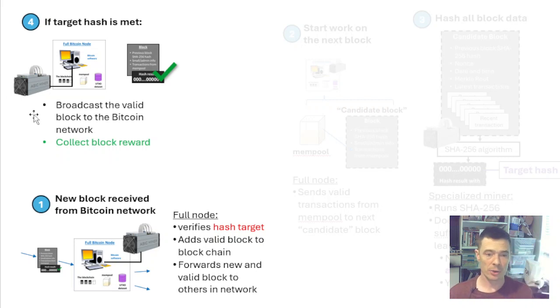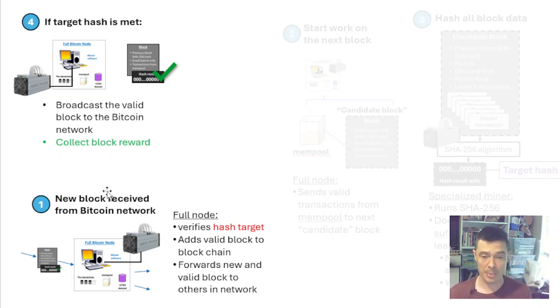One, you're a miner, and you have a full node, you have specialized mining equipment, you have found the hash target. You have won the race. You found the 19 leading zeros. As soon as you have it, you're going to broadcast this out to the network, and then you're immediately going to move on to the next step.